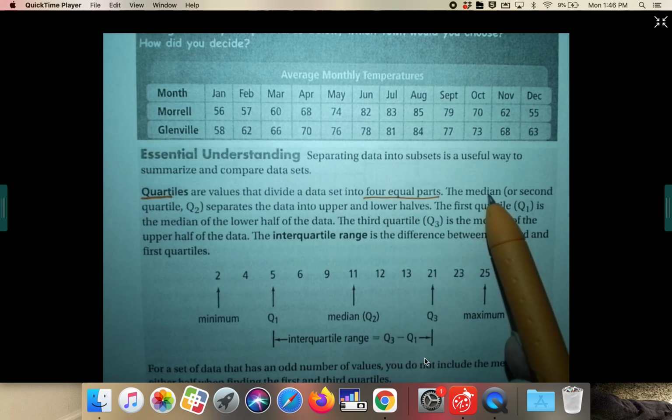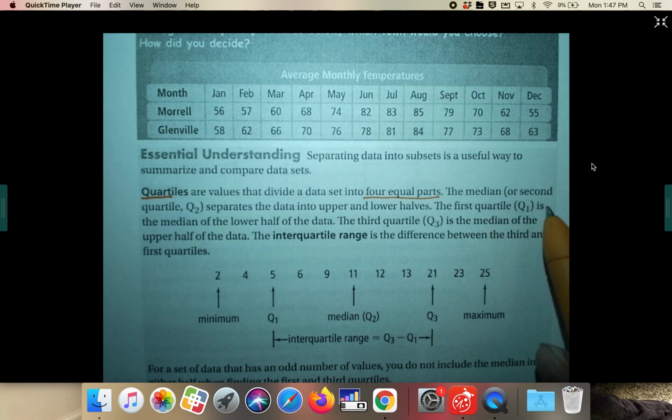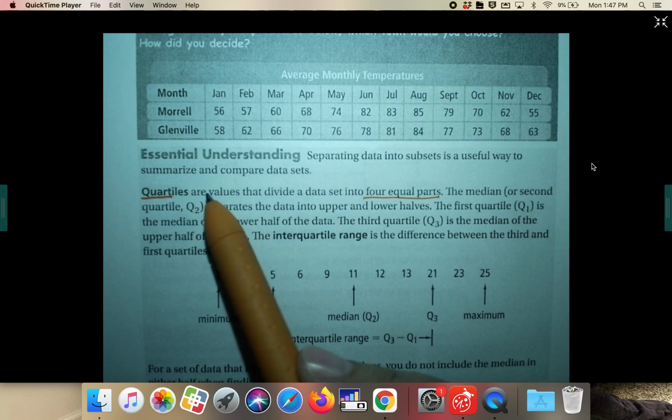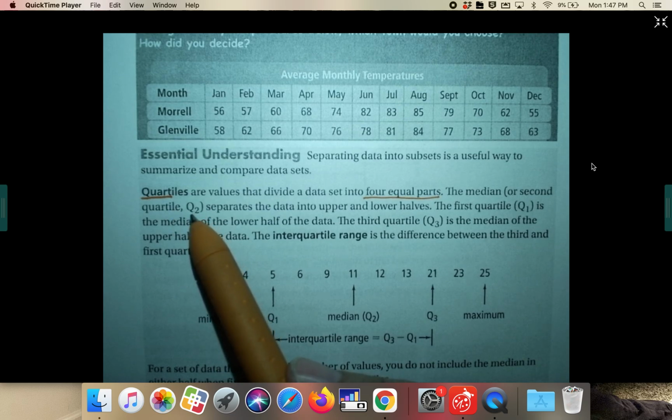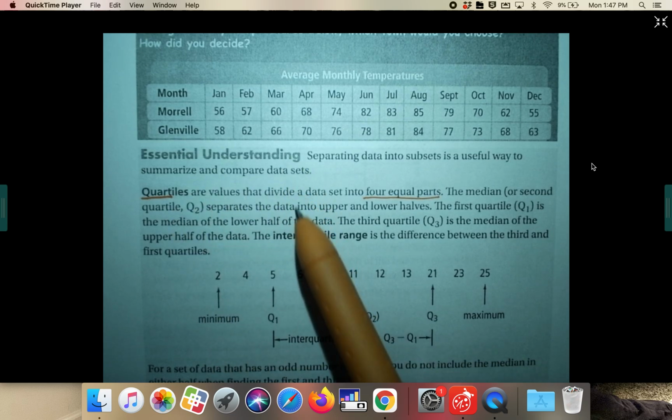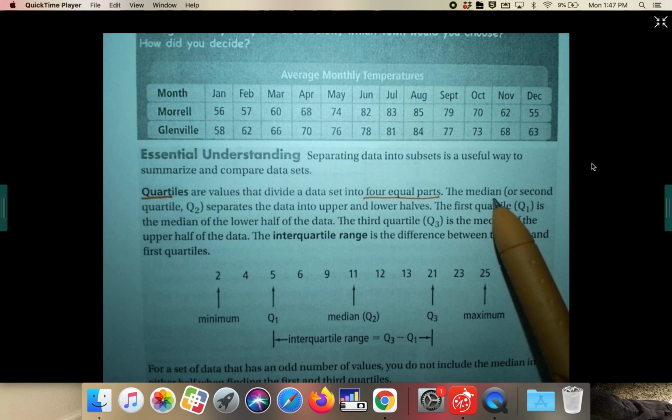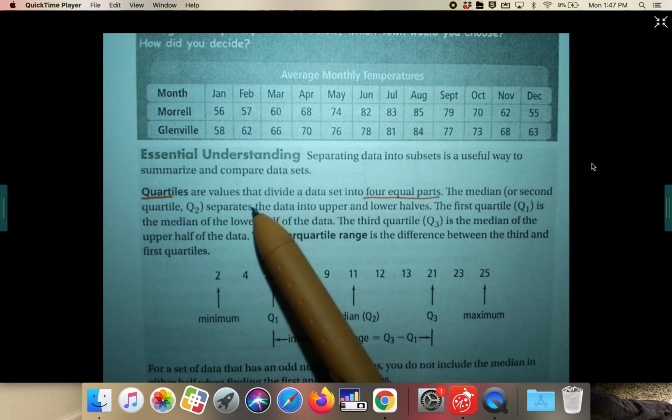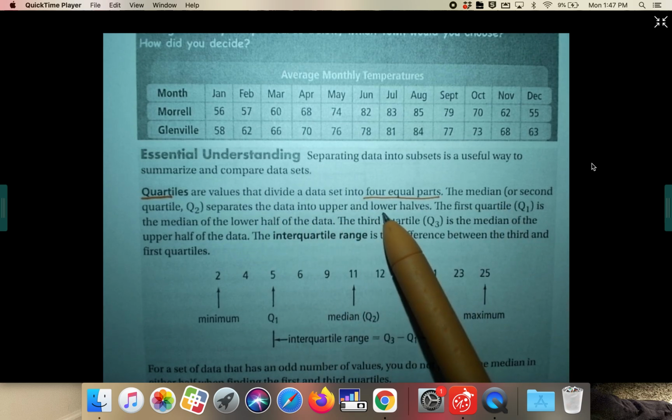The median, which I know you guys have learned before, but probably in 6th grade or maybe 5th, I'm not sure, is the same thing as the second quartile. And that makes sense because the second quarter would be halfway through, and the median is exactly half. It separates it into halves. And that would be an upper and a lower half.